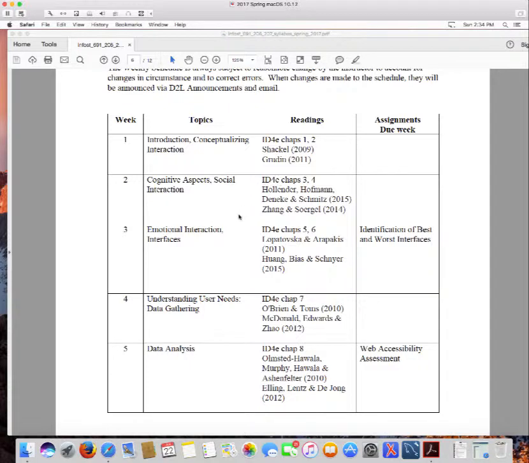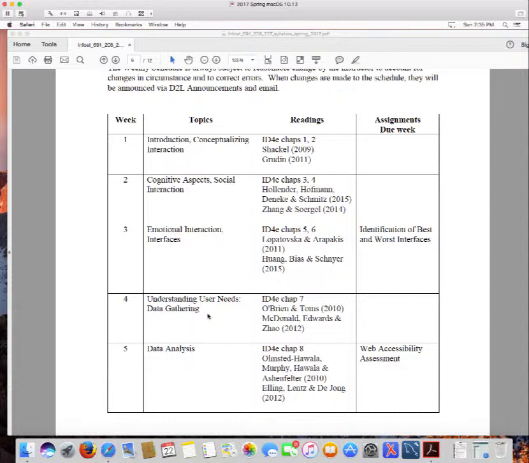In week 2, we're doing chapters 3 and 4, cognitive aspects and social interaction, and we're reading 3 articles. In week 3, we're covering emotional interaction and interfaces. Those are chapters 5 and 6, and we're covering 2 articles. Okay, and we have an assignment that's going to be due there that we call identification of best and worst interfaces, and there's a little bit more information on that a little bit later in the syllabus.